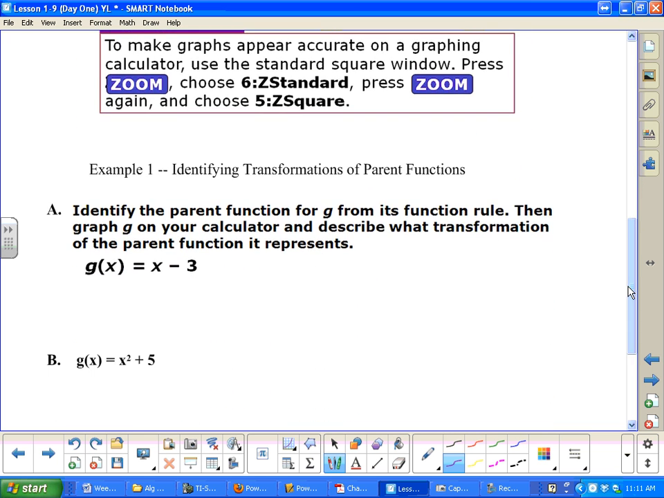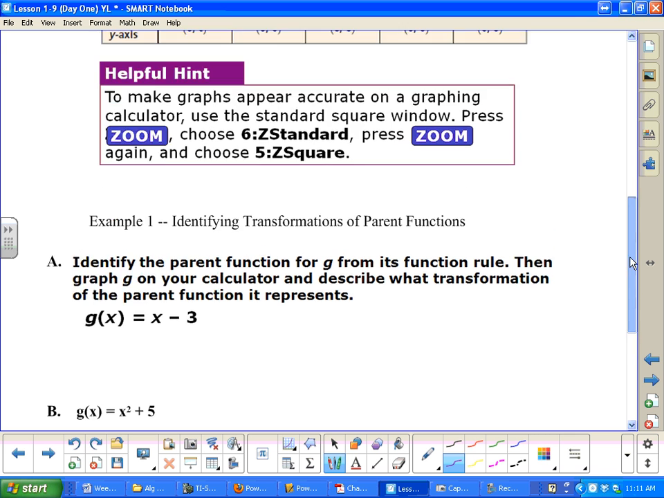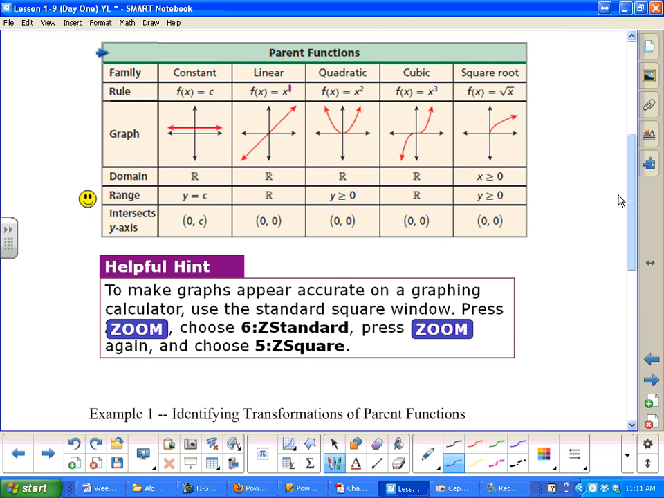All right, so we're going to take parent functions and do some transformations of parent functions. Letter A here says to identify the parent function for g from its function rule, then graph g on your calculator and describe what transformation of the parent function it represents. Hopefully you have your calculator. First of all, what parent function is this? It says g of x equals x minus 3. Which parent function would that be?